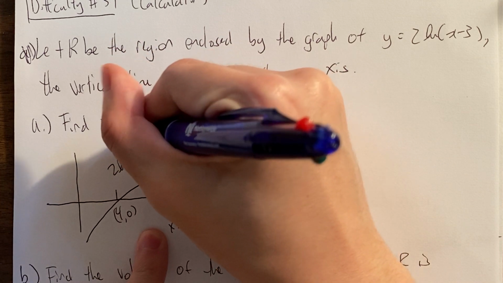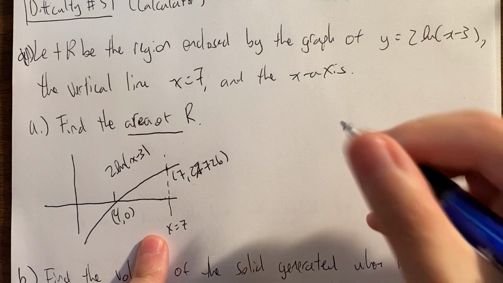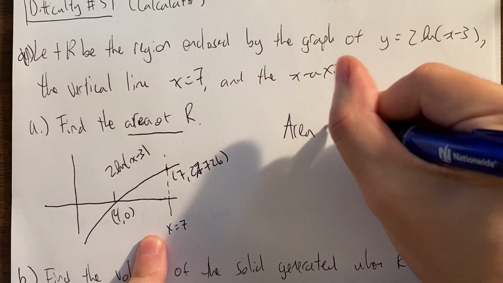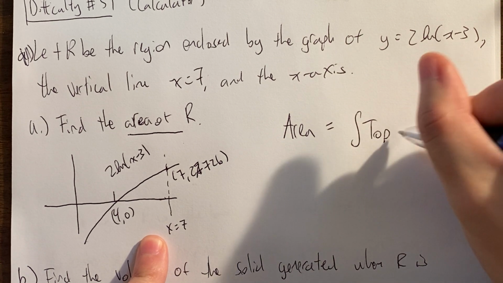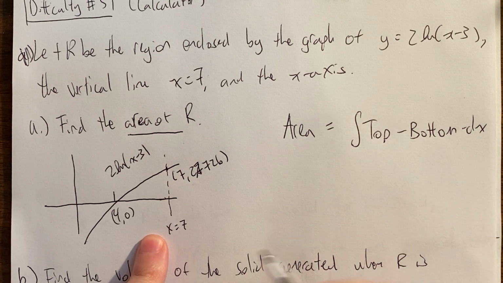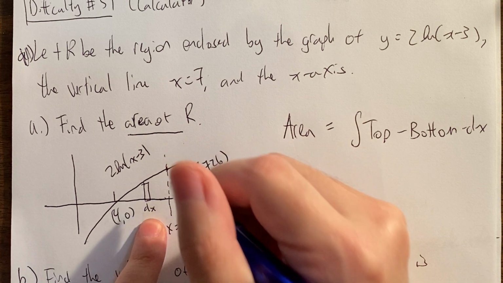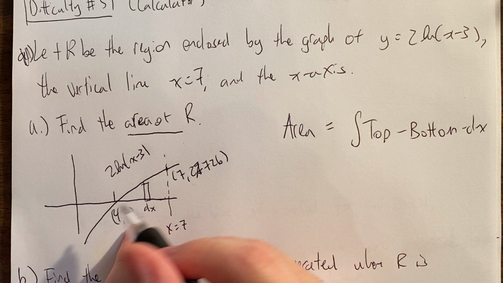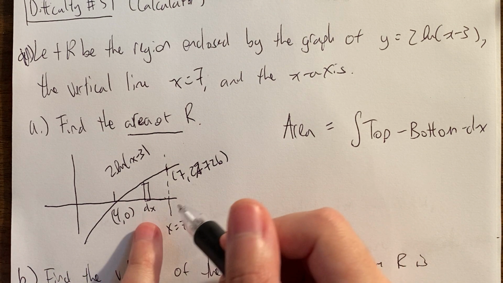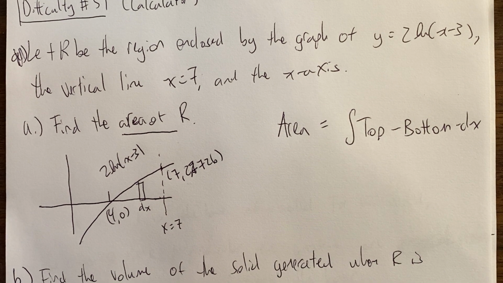In the question, it says find the area of R. That's the same thing as the first 4 videos of this series. It's just going to be area is equal to the integral of what I call top minus bottom, the top function minus the bottom function. Here we are allowed to do a top minus bottom because notice if you draw any dx rectangle, the top of this rectangle is always this function. The bottom of this rectangle is always the x-axis, so it doesn't change at all, which allows us to do the integral of top minus bottom for this question.